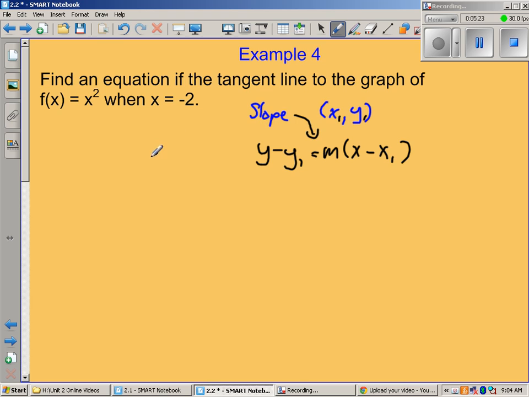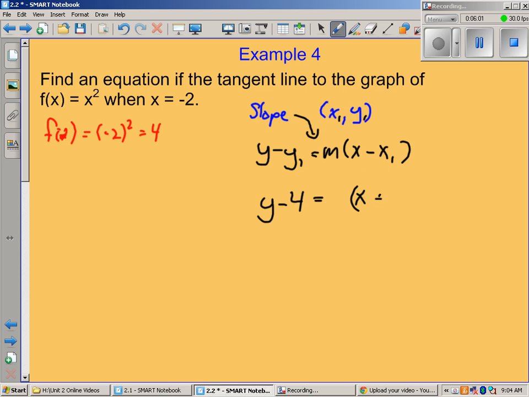And the way I find the slope is by doing the derivative. In this case, though, since I've got -2, I could plug -2 just into the function. And remember, the f of x is really the y value. So if I put f of -2 in there, that will give me -2 squared, which is really 4. So now I have my ordered pair, my x1 and y1, so I could start writing this out and say y minus 4 will equal, I'm going to skip the slope for the time being, x minus, and it was -2, so it becomes add 2.